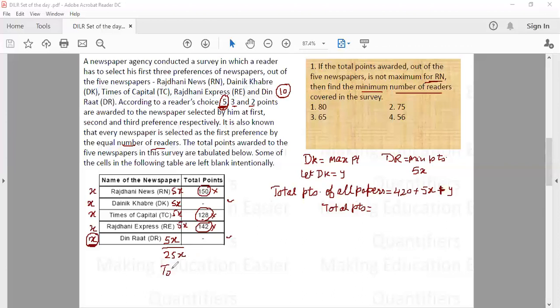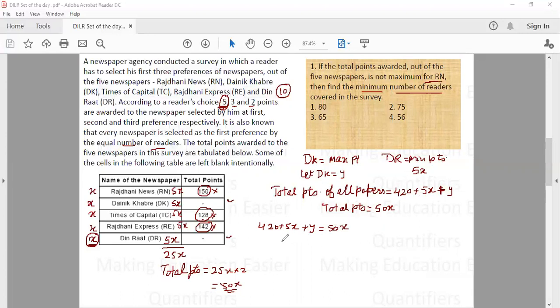I can say that total points will be 25x into 2, or 50x. So 50x is also the total points, right? Now I have 420 plus 5x plus y as my total points, and also the total points are 50x.